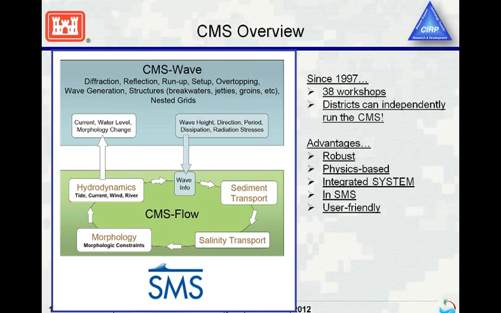The CMS basically is composed of two different types of models. We have a wave model and a flow model, and they work interactively, passing information back and forth to accomplish the simulation that you want to do for whatever time period. There's various features for the waves and the flow, and they're listed here. We're going to go over this in a lot more detail in a few minutes.